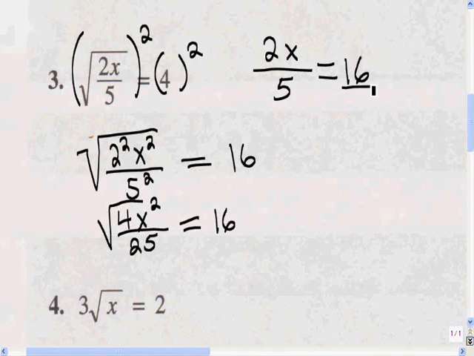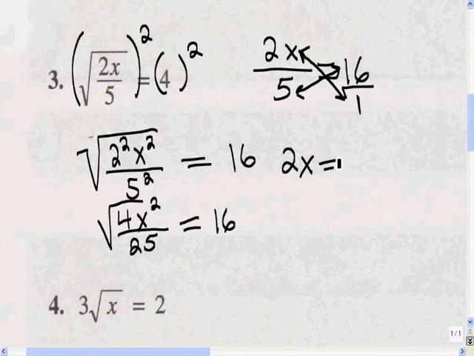Now that I'm at this point in my equation, what I like to do when I have a fraction is cross multiply. I'm going to multiply the 2x times the 1. Now I'm going to multiply the 5 times the 16. 2x times 1 is 2x, and 5 times 16 is 80.